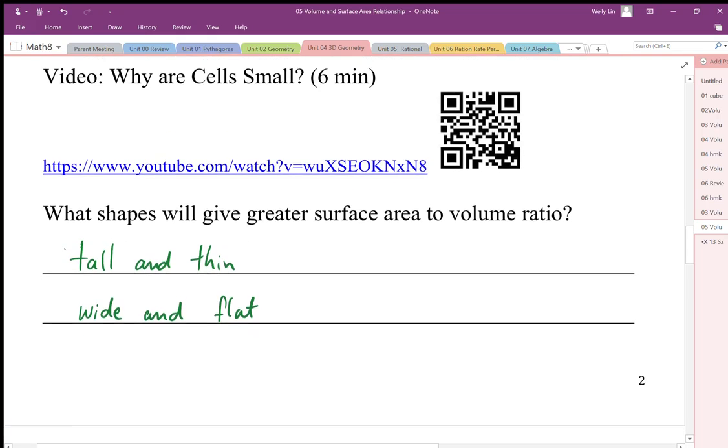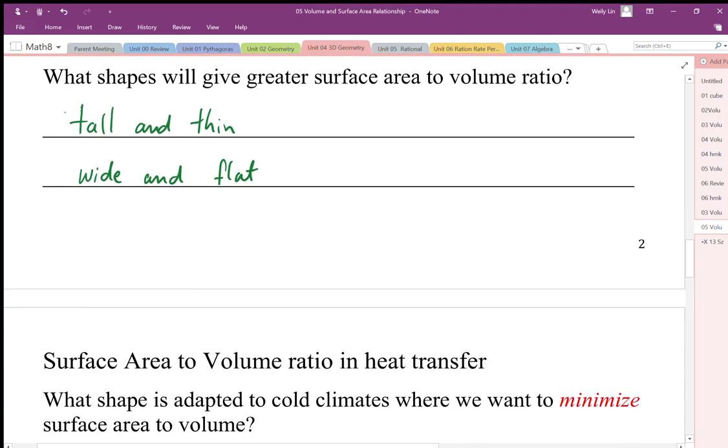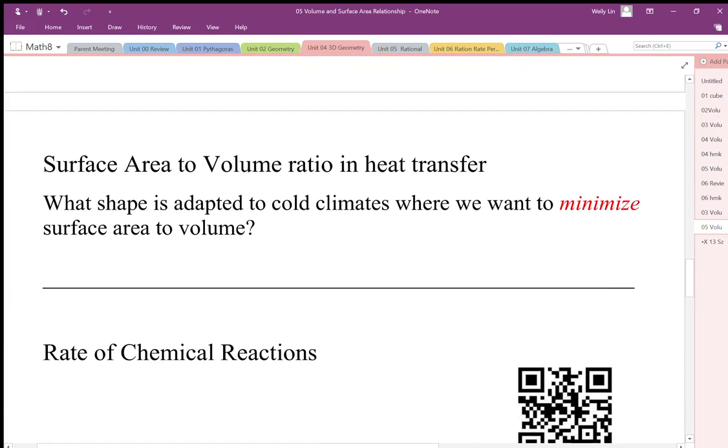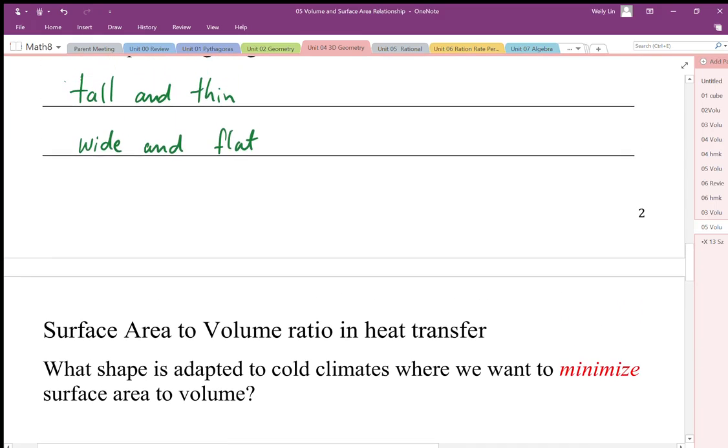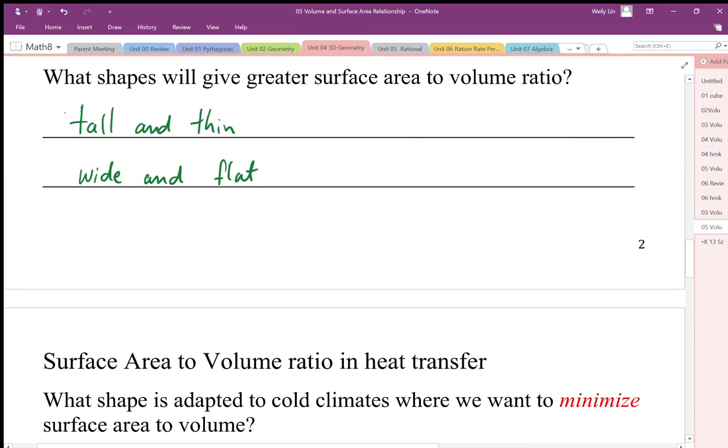So the other thing they talked about was cell size. If something is really small, it has a greater surface area to volume ratio. If it's big, it has a small surface area to volume ratio. So there's a limit to cell size, because if it's too big, there's not enough surface area for there to be transfer of nutrients and waste in and out of the cell membrane for that cell to survive.